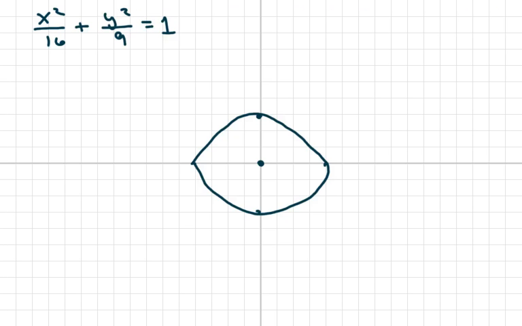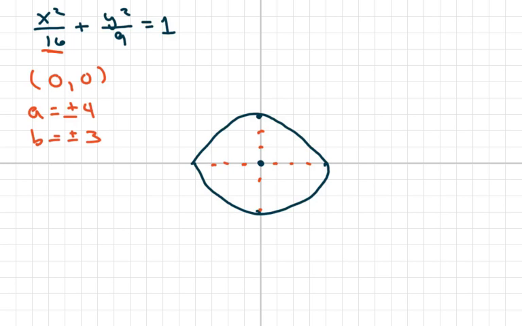I went ahead and graphed this. Basically, your center is 0, 0. Your a is plus and minus 4. Your b is plus or minus 3. So the 4 is under the x, so I went over 4 to the right and to the left. And for the y, I went up 3 and down 3.